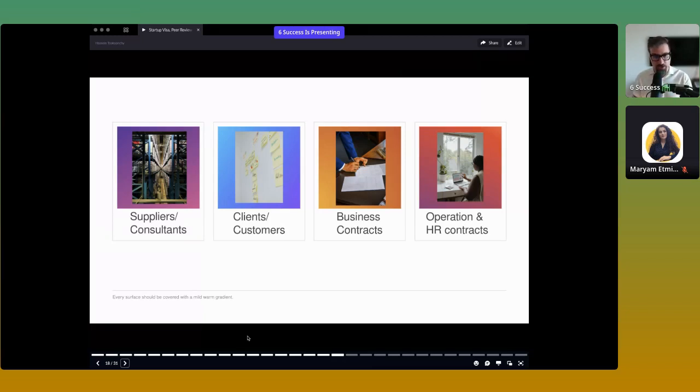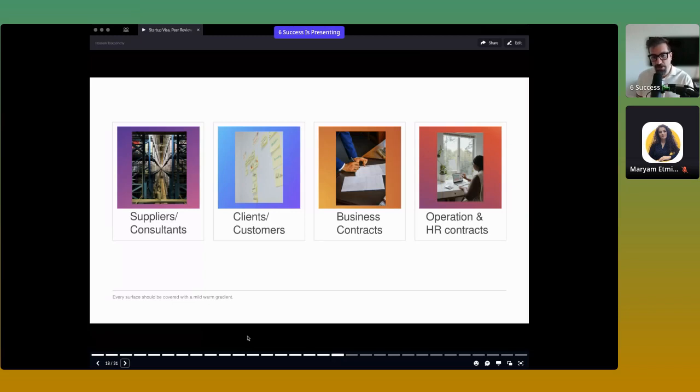Like suppliers, have you identified your suppliers? Yes, in the business plan we talked about this, but where's your list? Have you collected the list of suppliers and consultants, and have you communicated with them in order to see what is realistic for the product to be produced?